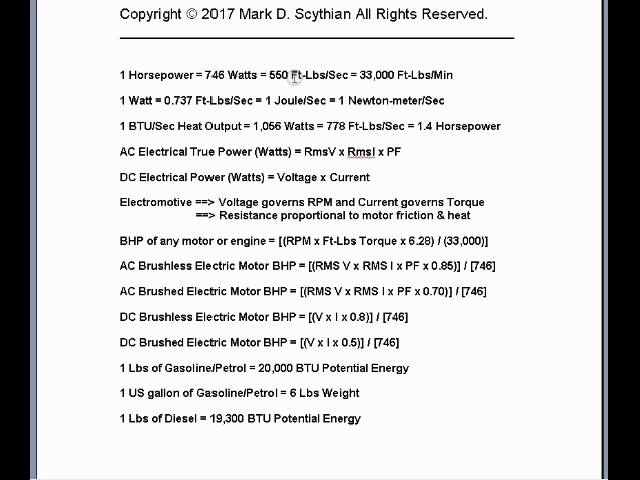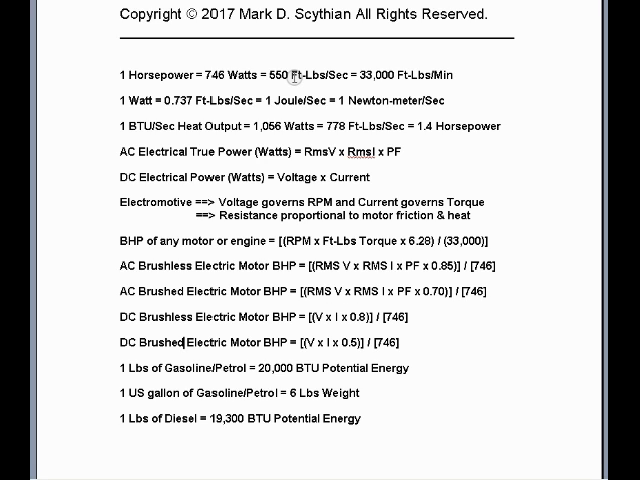DC brushless electric motor brake horsepower is equal simply to the voltage times the current, that is DC voltage times DC current, times 80% electromotive efficiency, or 0.8, for the DC brushless electric motor. That quantity then divided into 746. Then lastly, for the motors, DC brushed electric motor brake horsepower is equal to the DC voltage times the DC current times 50% electromotive efficiency, or 0.5. That quantity then divided into 746 to get brake horsepower.